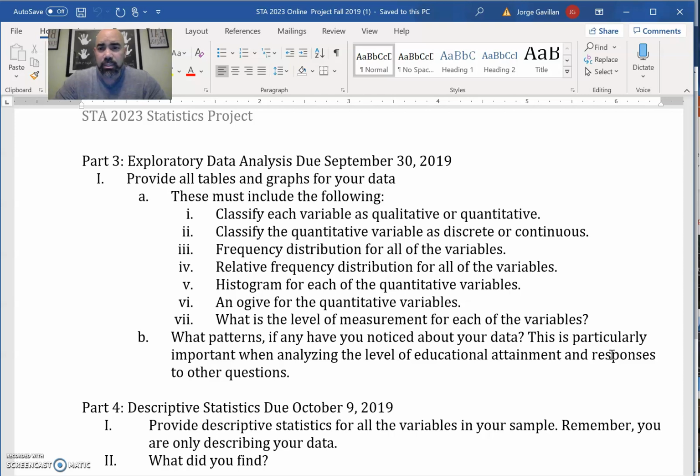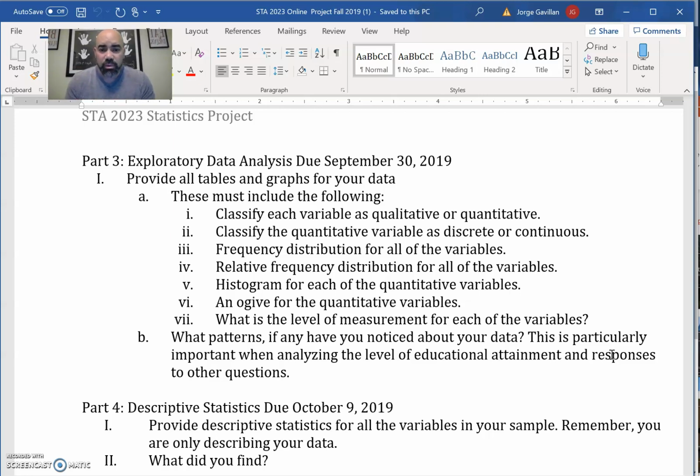what each variable is. Is it qualitative or quantitative? If you have quantitative variables, which you guys do have, is it discrete or continuous? You also should include the frequency distribution for all the variables. Those tables, when you create them in Excel, are created slightly different. The quantitative ones are a little bit more involved. The qualitative ones are a lot easier.